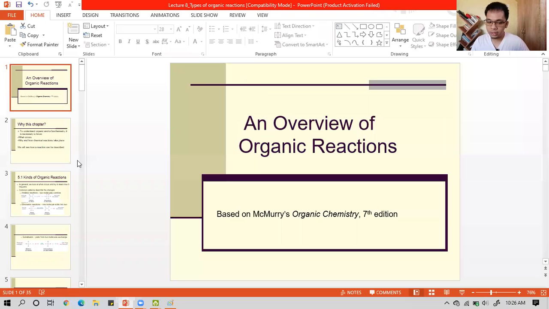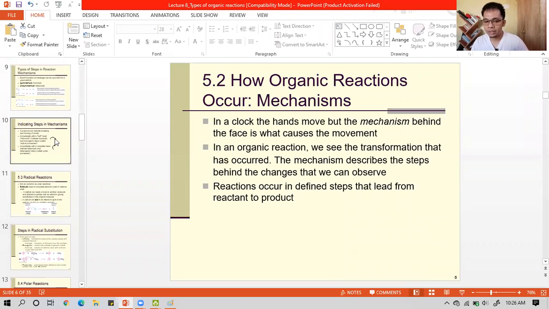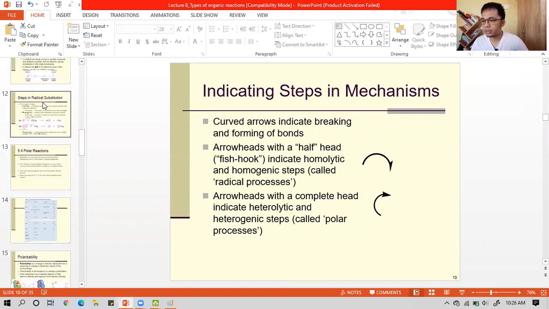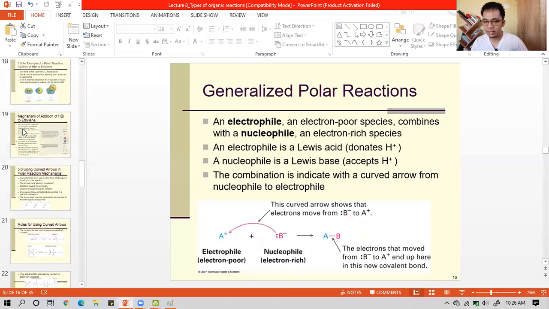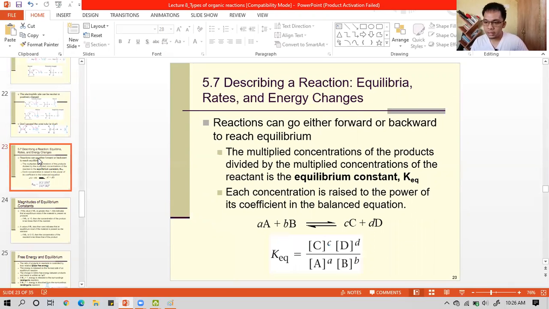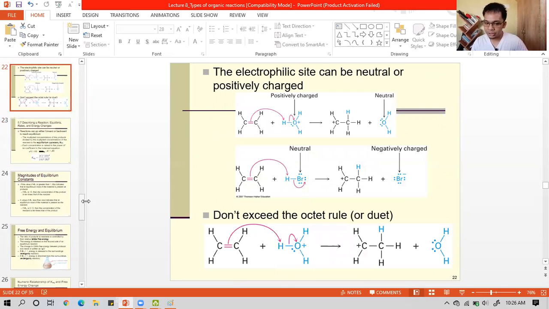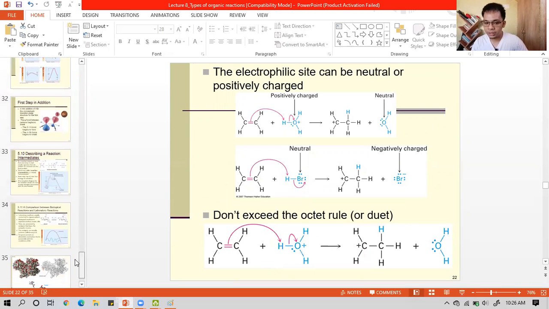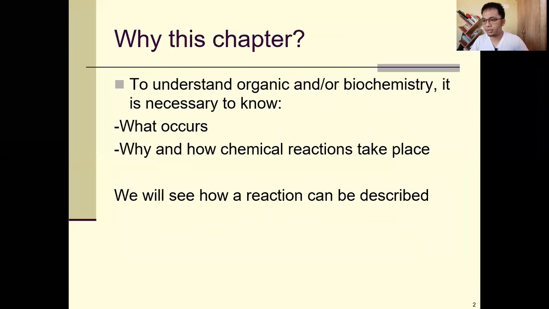Okay, so the outline of our discussion for today: we will discuss the kinds of organic reactions, the mechanisms, steps and mechanisms, the two types of arrows in the radical substitution, polarizability, and generalized polar reactions, and using curved arrows in polar mechanisms. And we will not be discussing the topic about equilibrium rates and energy changes, since it is discussed in your lecture topic, okay? The only scope is the reactions and reaction mechanisms in our organic reactions, and we're done. Okay, so let's start. So why do we need to study this topic?